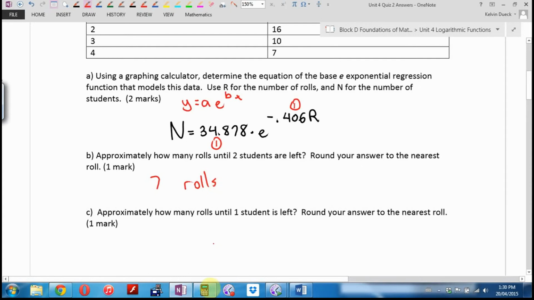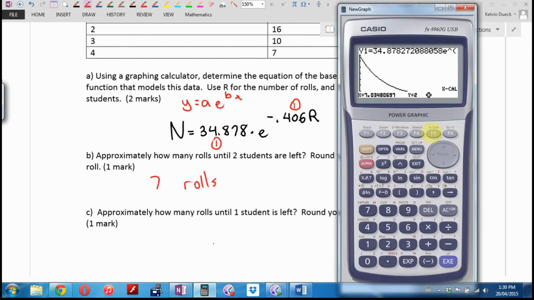How many rolls until 1 student is left? That's going to be the same procedure. G solve. I want an X calculation when Y is 1. In other words, how many rolls until someone wins? Apparently, 9. So I did say round to the nearest roll.